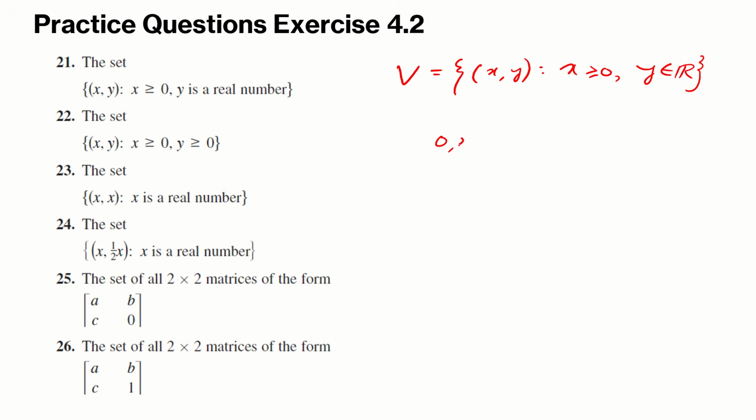क्या (0, 2) इसका एलिमेंट हो सकता है? द आंसर इज येस. क्या (3, 5) या (-5) हो सकता है? द आंसर इज येस. Right? Can this set contain (-1, 3)? The answer is no.